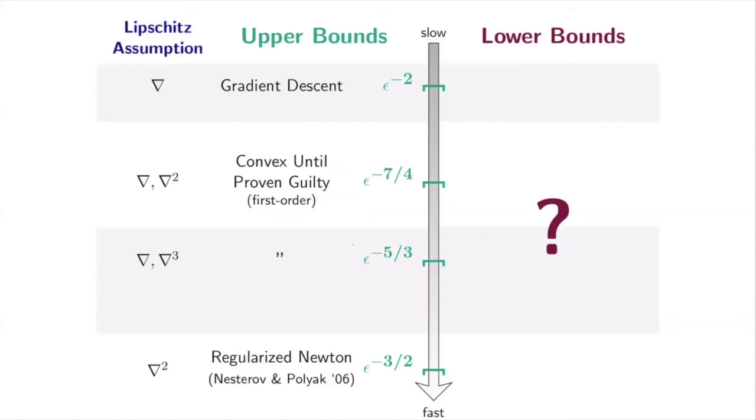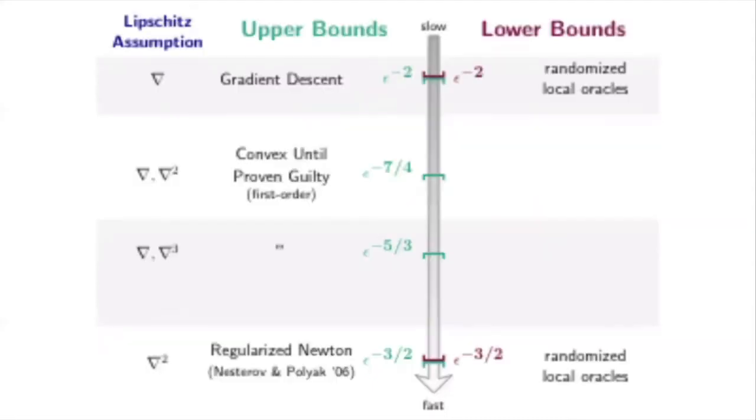Recall that we're trying to get to a point where the norm of grad f of x is less than or equal to epsilon. So gradient descent does this in epsilon to the minus 2 time. Newton's method can do this in epsilon to the minus 3/2 time. And then there are interpolations between these using sophisticated line search and backtracking strategies that we've been able to develop. But the point is that now we have proved that these are all sharp.